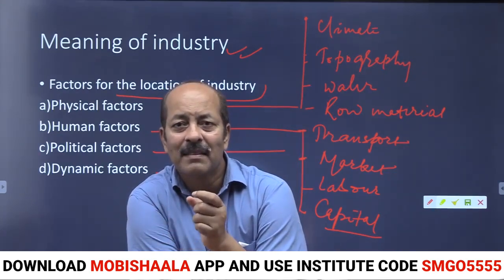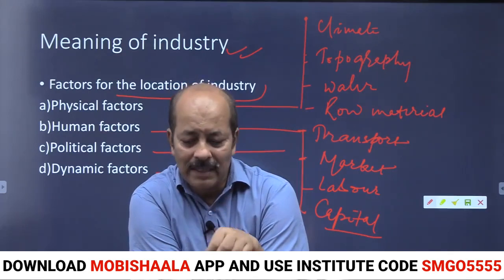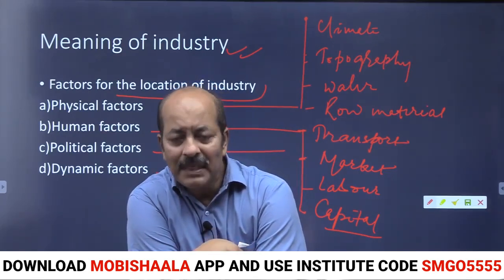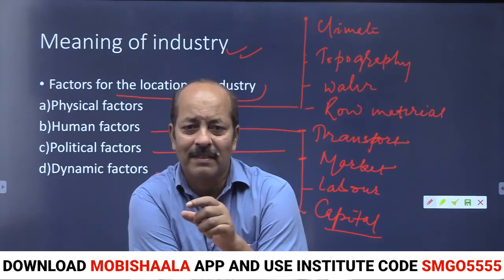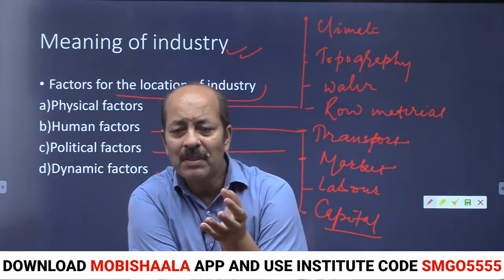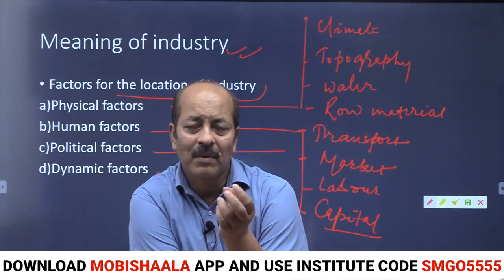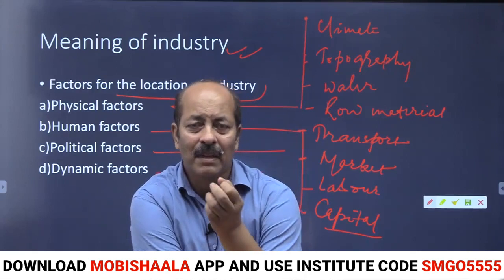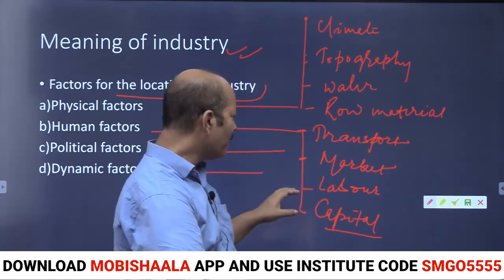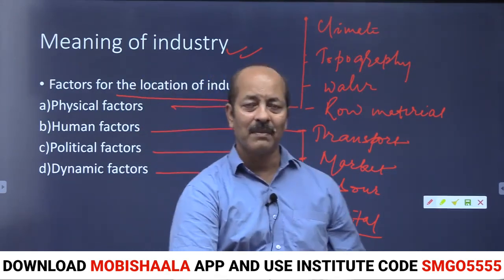Transport connects the production area to the consumer area. That's why a better mode of transport is needed for the location of industry. So for the location of industry, we need a quality mode of transport which is accessible to the industrial area. Now write about the market.